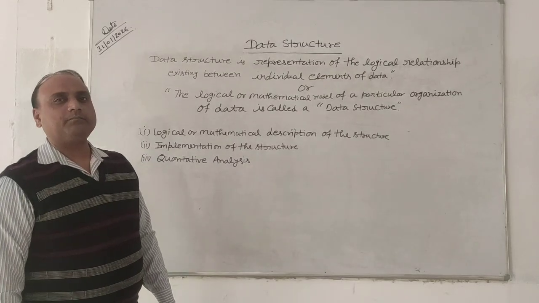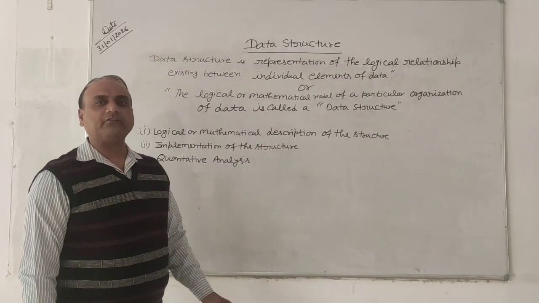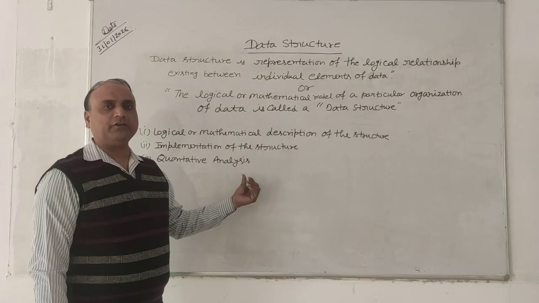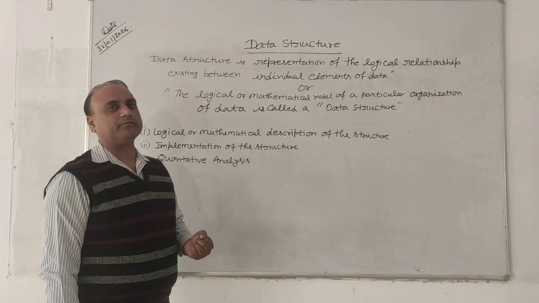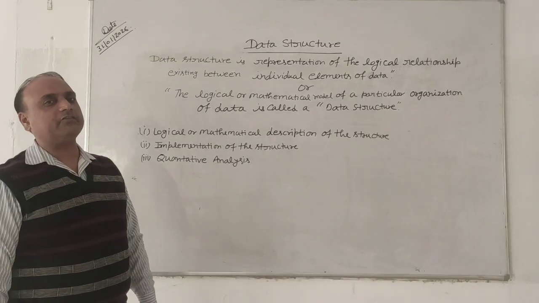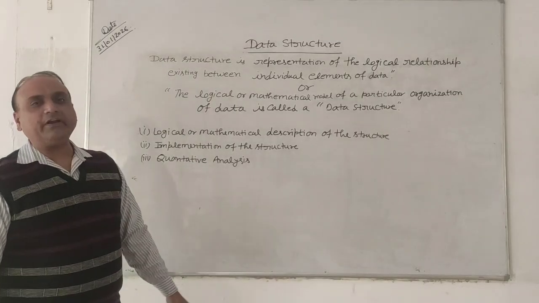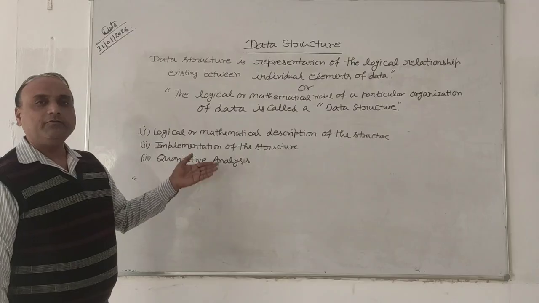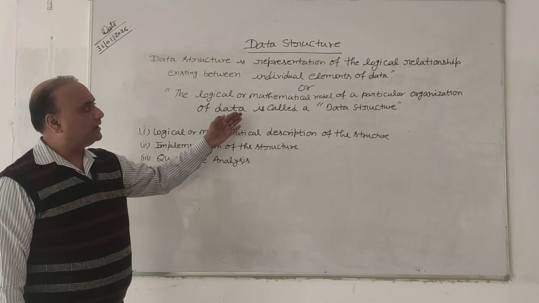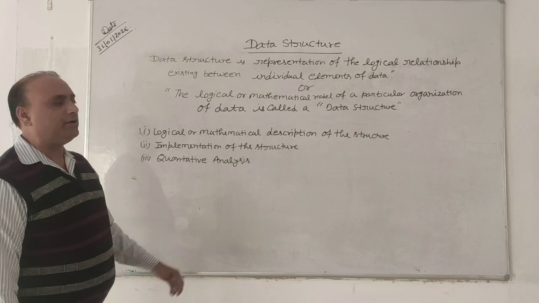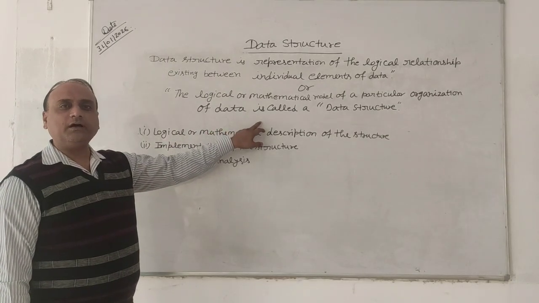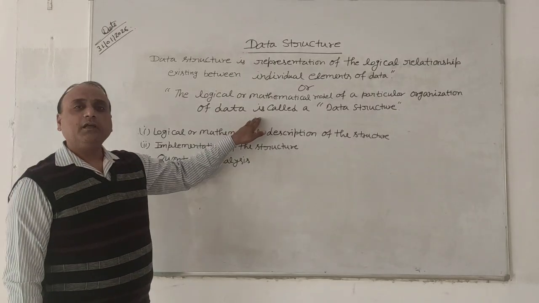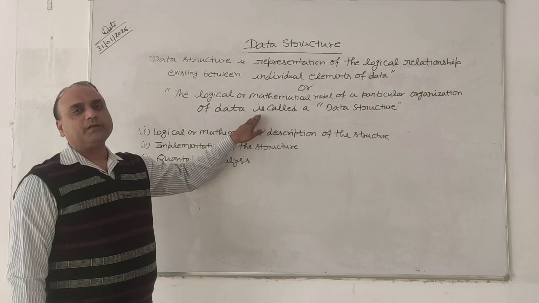Good morning, students. Today we discuss the data structure: its introduction, what is the need of data structure, its classification, and what are the data structure operations. Firstly, what is a data structure? Data structure is the representation of the logical relationship existing between the individual elements of data. In other words, the logical or mathematical model of a particular organization of data is called the data structure. Data structure is the basic building block of a program.